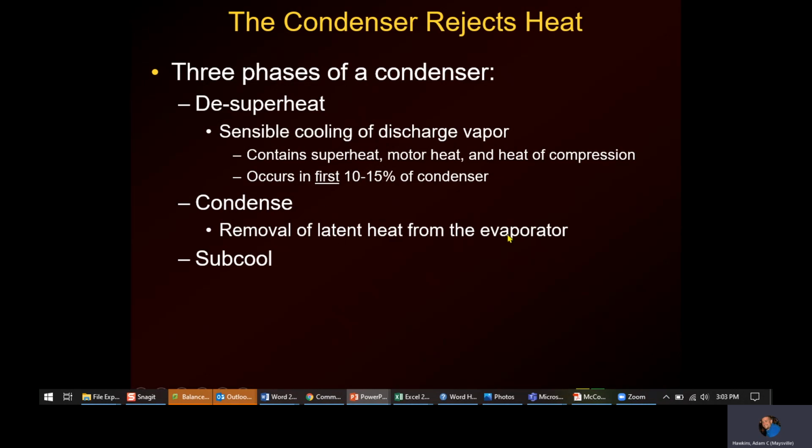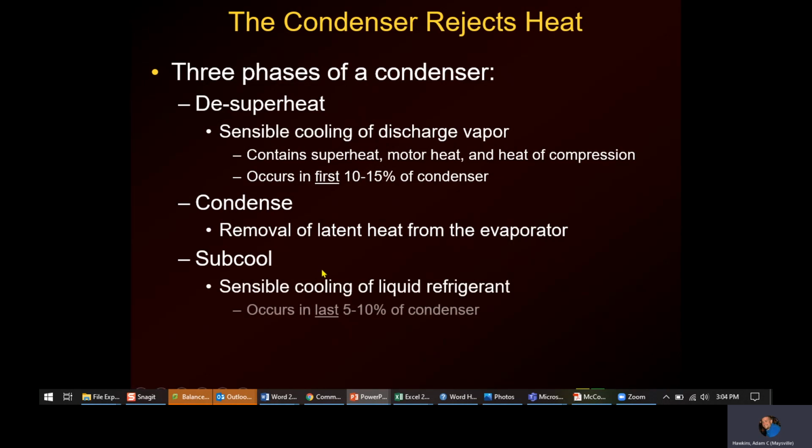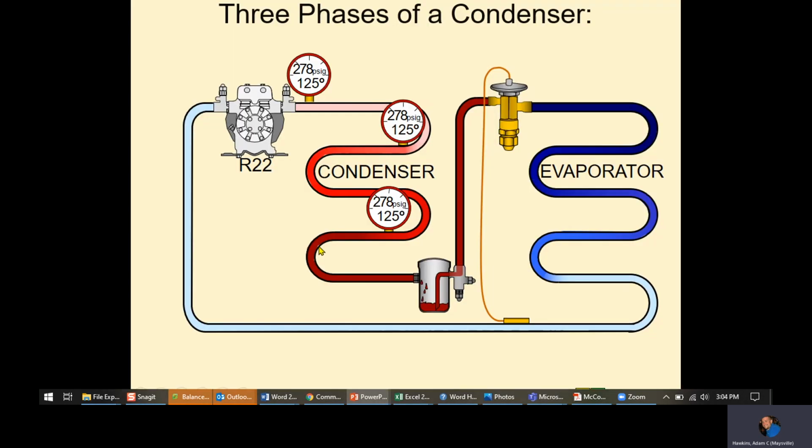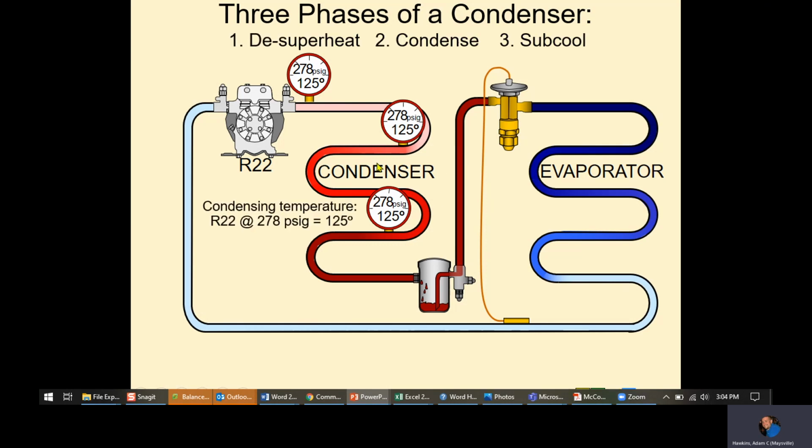Condensing is the removal of latent heat. You picked up heat in the evaporator, and now you've got to get rid of it in the condenser. Subcooling is cooling it beyond its saturation point. Once it's 100% condensed, just like in the evaporator, you're going to go a little bit farther with it. One of the main reasons for that is to make sure that you're properly feeding your metering device, your TXV.